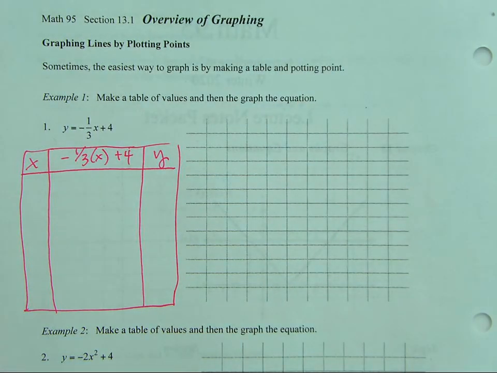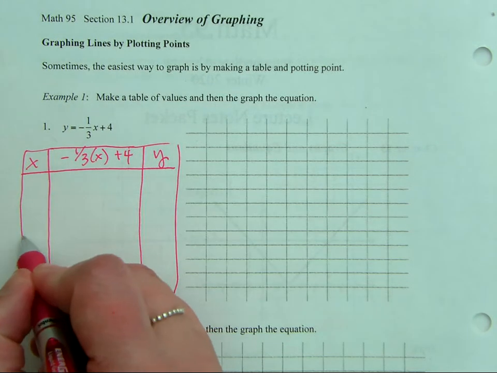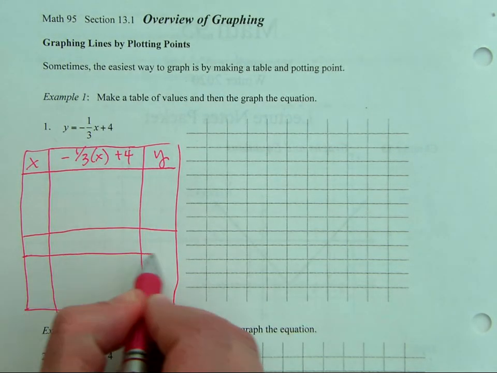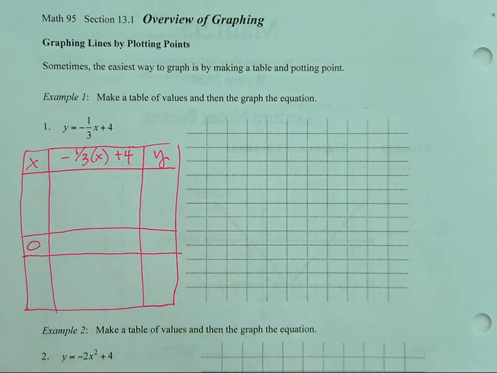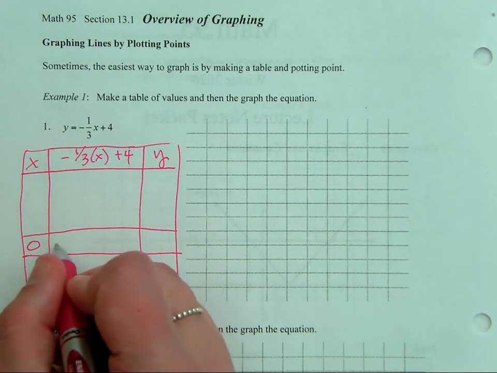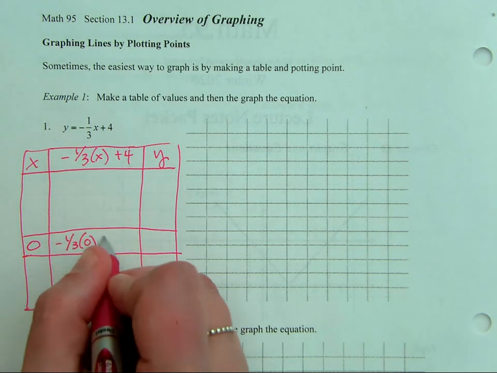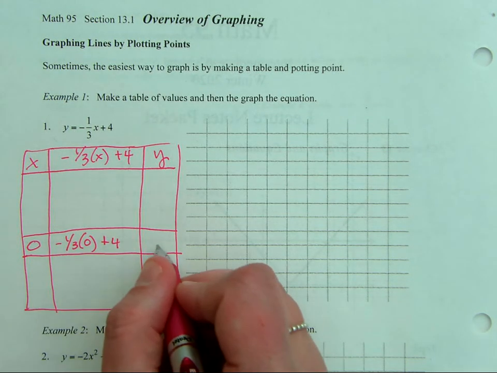Yeah, I actually could choose anything. 0 is a really convenient one. In fact, I'll put it right here in the middle, 0. Why would you choose 0? Well, 0 is so easy, right? If you plug in 0, what do you get? You get negative 1/3 times 0 plus 4, and you get 4.